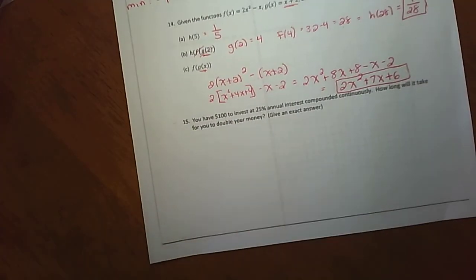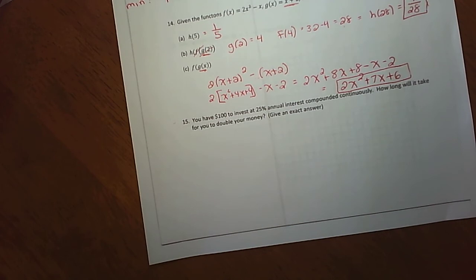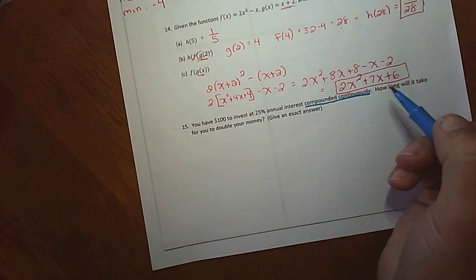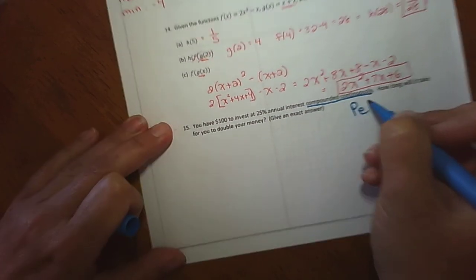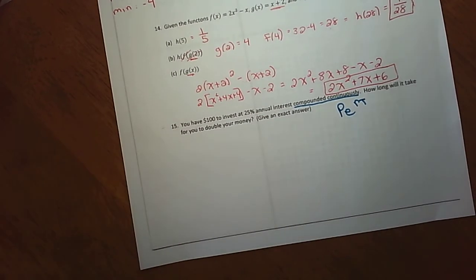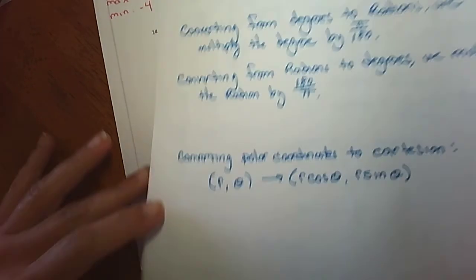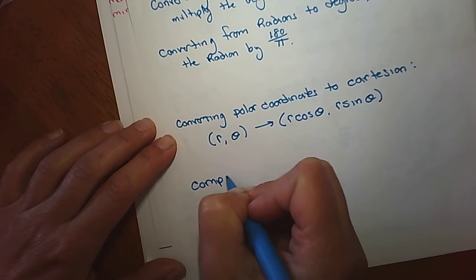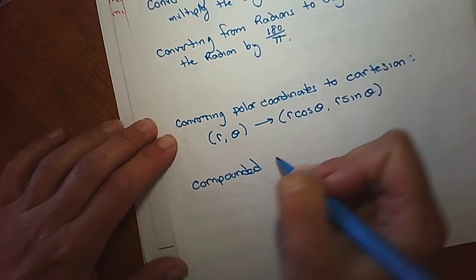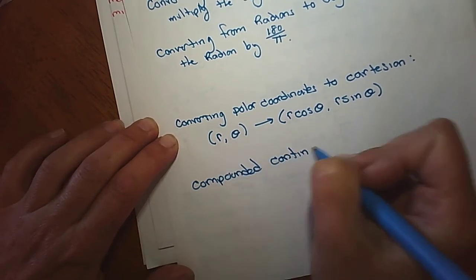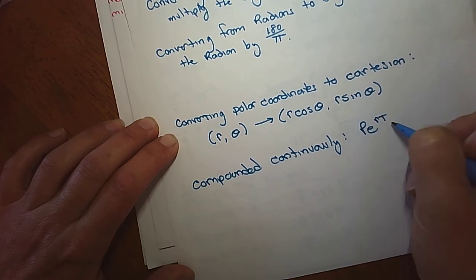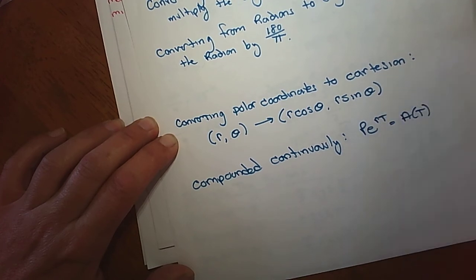Now, 15. You have $100 to invest at 25% annual interest, compounded continuously. So compounded continuously means we're going to use Pert. So that might be something you guys want to add to your formulas for the final exam, right? Compounded continuously, although most of you have this one memorized, means we're going to do PERT. And usually you have to set it equal to something, right? A sub t. Okay.